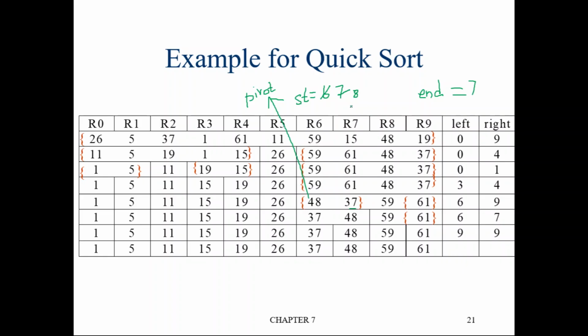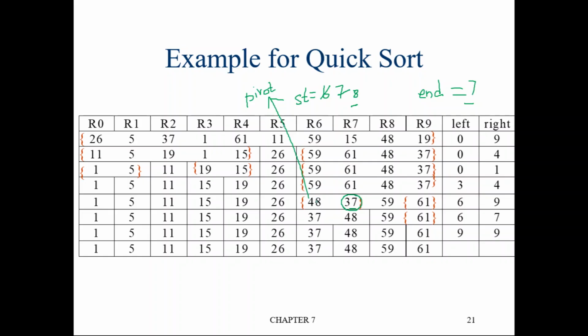Now we have to check whether start is less than end. Start is not less than end. Start is 8 and end is 7. Start is greater than end. If start is less than end, we can directly swap the element at start location and the element at end location. But now start is greater than end. In this case, what should we do? The element at end location should be swapped with the pivot element. End location is 7, so the element at end location is this 37. This should be swapped with the pivot element, which is 48.